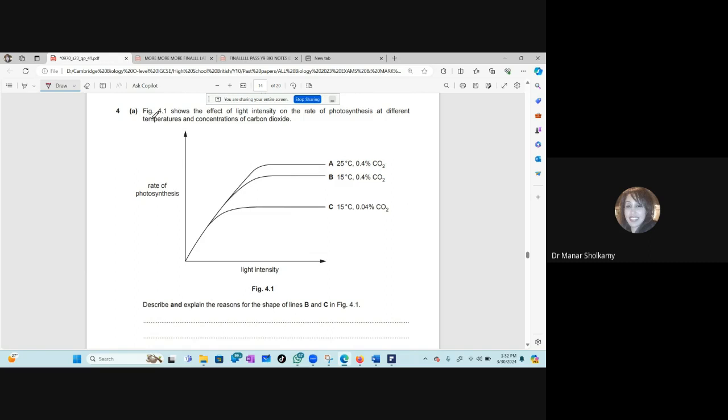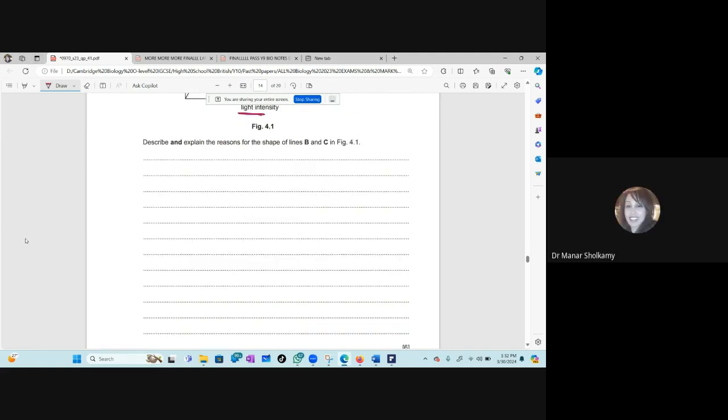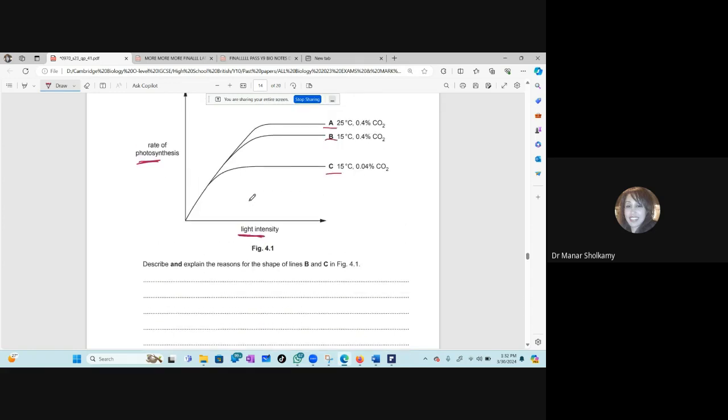Now, this is plants. Figure 4.1 shows the effect of light intensity on the rate of photosynthesis at different temperatures and different concentrations of carbon dioxide. So you have the light intensity on the x-axis, rate of photosynthesis on the y-axis, and you have A, B, C. Now, describe and explain the reasons for the shape of the line B and C.